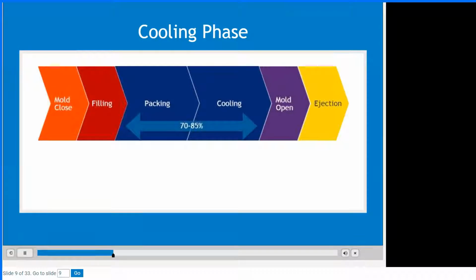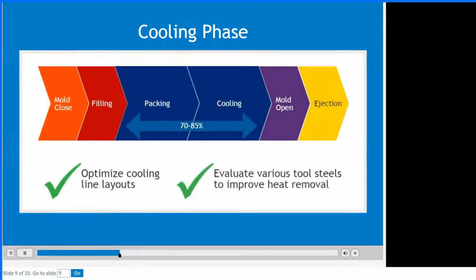The cooling phase of the molding cycle is the longest and therefore the most important time period of the molding cycle. Decreasing the cooling time of a polymer inside the mold improves overall productivity. Therefore, mold designers should not only be optimizing cooling line layouts based on part geometries, but also have the ability to evaluate various tool steels to improve heat removal.